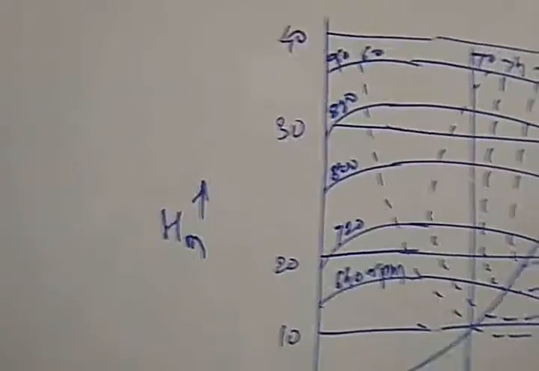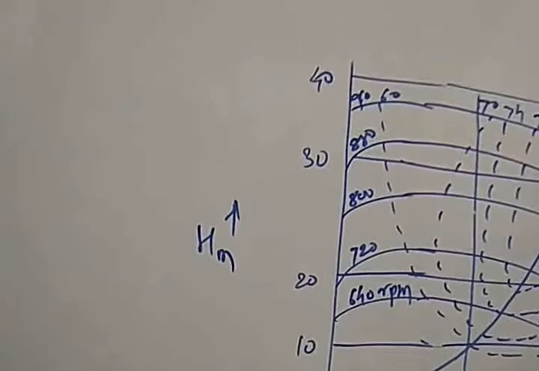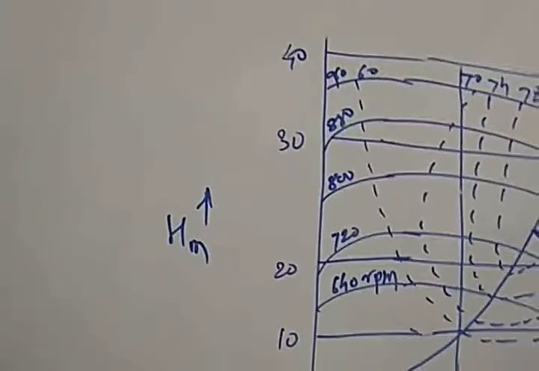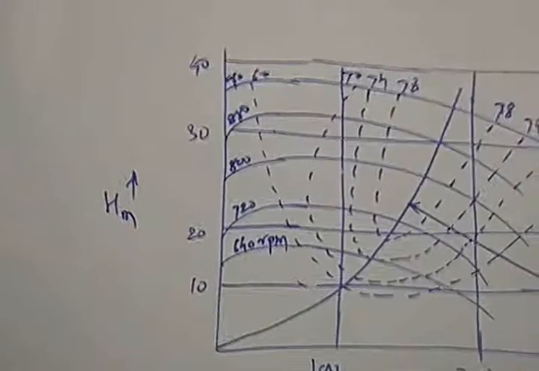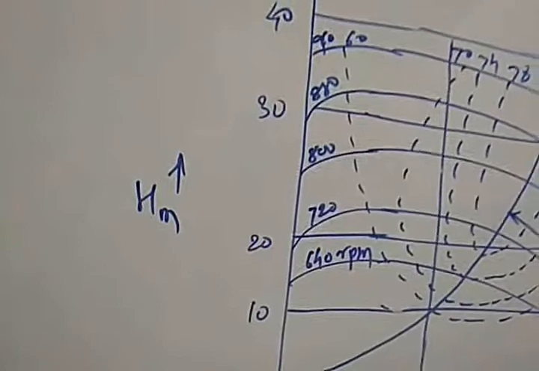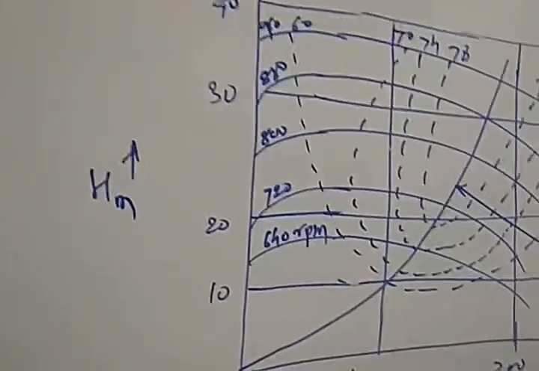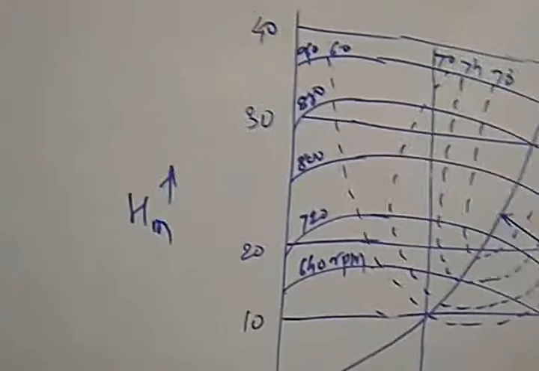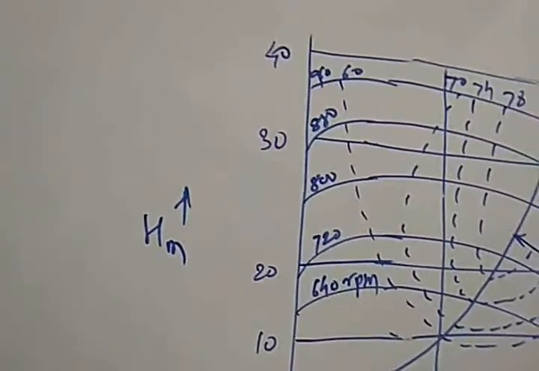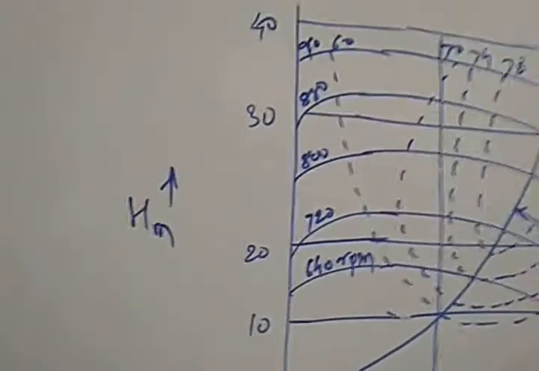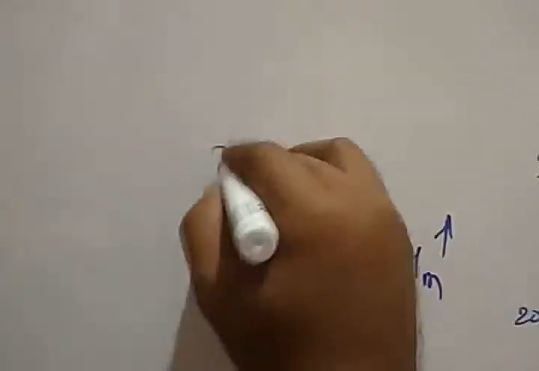The constant or ISO efficiency curve may be obtained from HM versus Q, that is head versus discharge, and overall efficiency versus discharge curves. In order to plot these ISO efficiency curves, first the horizontal lines representing constant efficiencies are drawn on the overall efficiency versus Q graph.